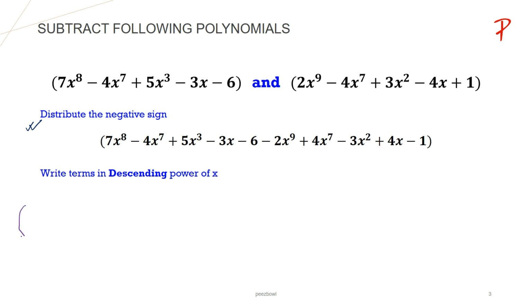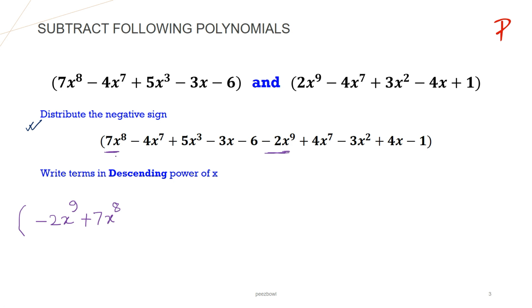So first I need to identify the highest power of x. In the first polynomial, x to the power 8 is the highest power of x, but in the second polynomial you see x to the power 9 has a higher power than x to the power 8. So I am going to write minus 2x to the power 9 first, and after 9 we have 8. In the first polynomial we have 7x to the power 8. Let us write it down, 7x to the power 8, and from the second polynomial we do not have any term having x to the power 8.